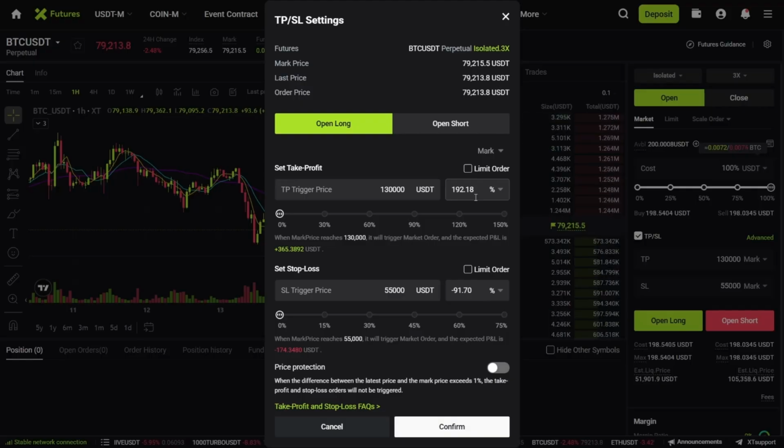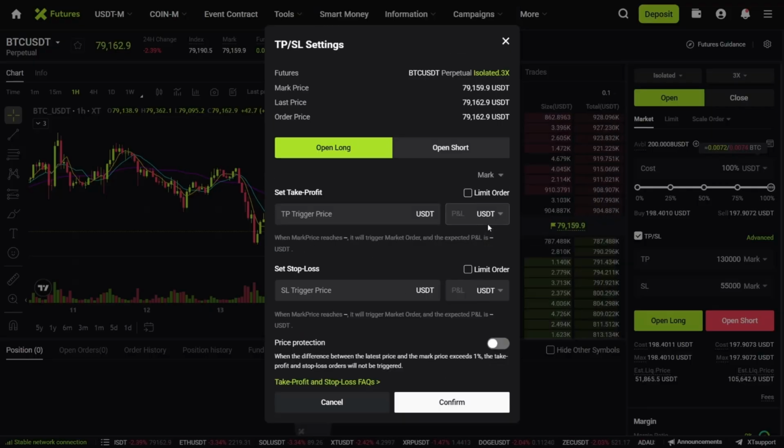So if I have an ROI percentage in mind, let's say I'm happy with a 150% gain, this would put Bitcoin around 119,000 and we'd be up about 285 USDT on our trade. The third way is to set it by P&L. This means profit and loss.